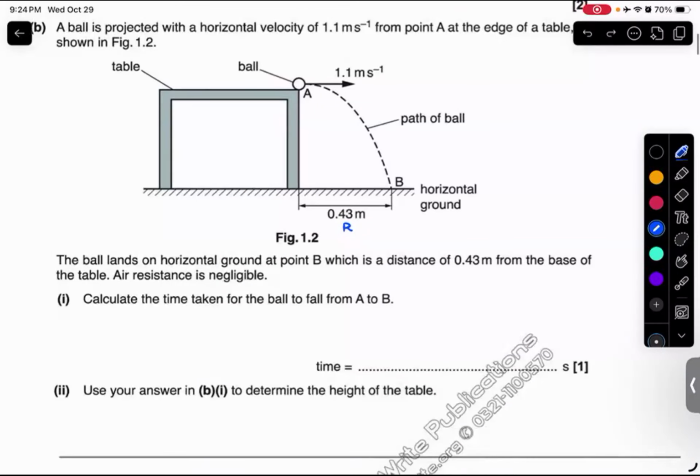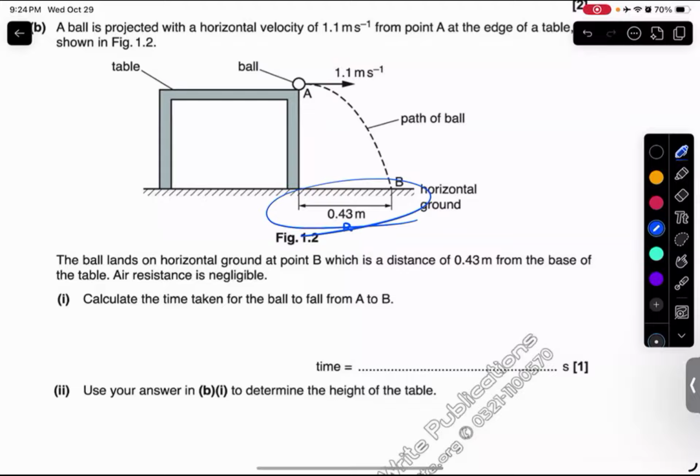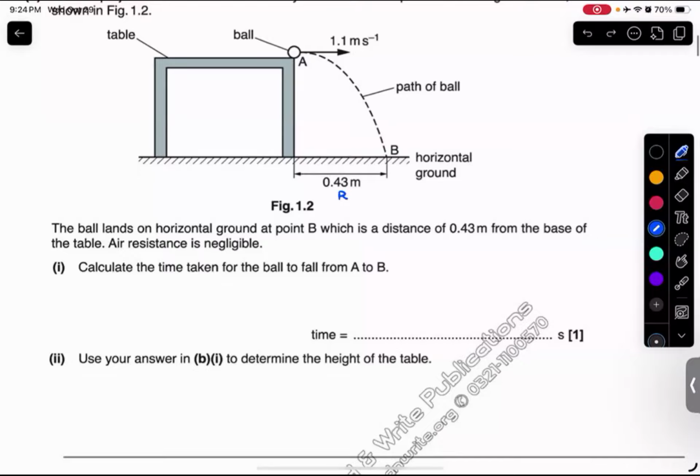First of all, if you want to calculate the time taken for the ball to fall from A to B, I think it's easy because you have the horizontal velocity and the horizontal distance. You can simply use v equals displacement over time, and you can use it for the horizontal direction, right? Because you have the horizontal speed and the horizontal distance, you just divide and get time. So t is basically just going to be s over v.